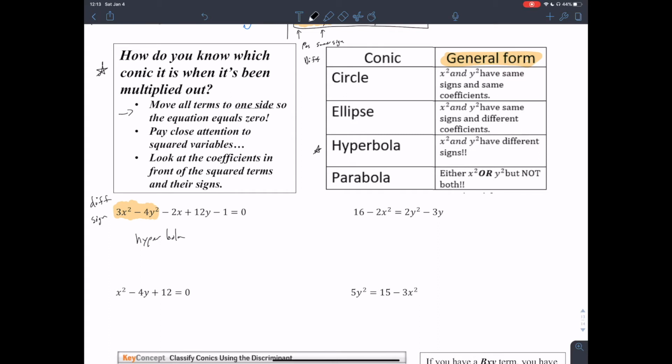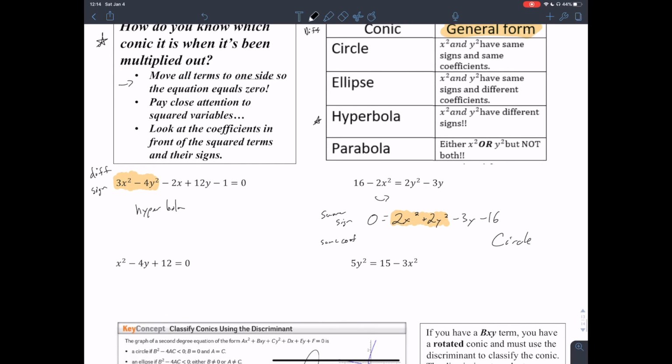So let's move everything to the same side. I'm going to move everything that way. So 0 equals, if I move the 2x squared, it's positive 2x squared, plus 2y squared, minus 3y, and then the 16 becomes negative 16. All I care about are these two. Now look at that. They have same sign and same coefficient. And so that gives me a circle. So this is a circle. When everything matches, you have a circle.